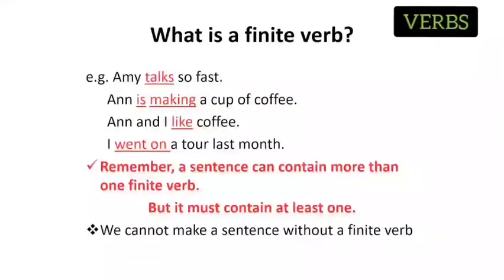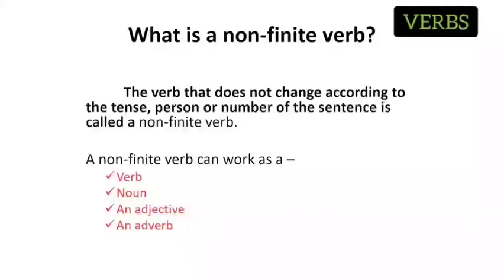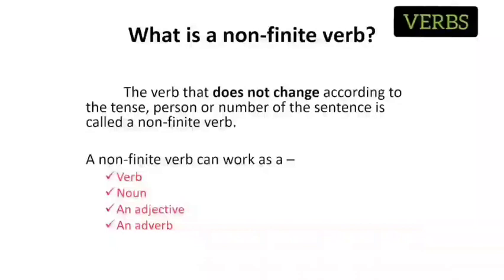Now, if we look at the sentence, David plays the piano. In that case, we see it is present tense and the verb is finite. David plays means David does play. What is a non-finite verb? The verb that does not change according to the tense, person or number of the sentence is called a non-finite verb. A non-finite verb can work as a verb, noun, adjective and adverb.